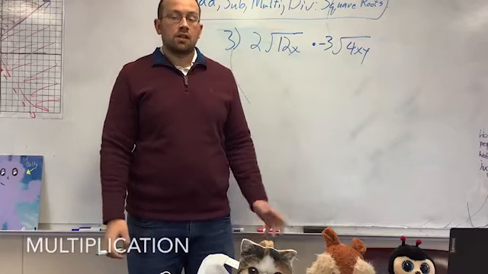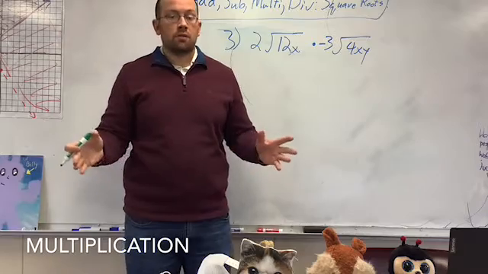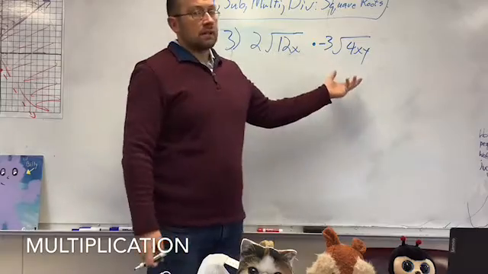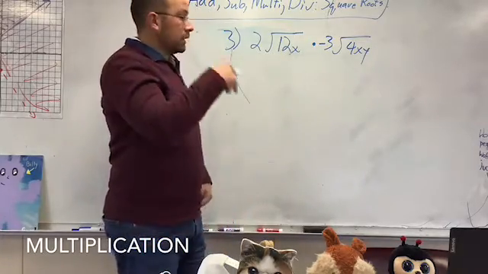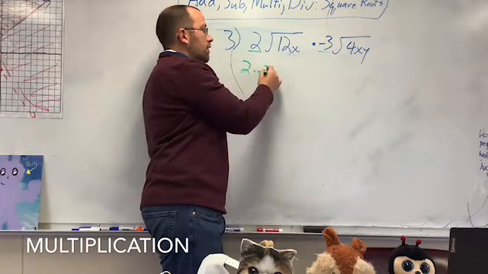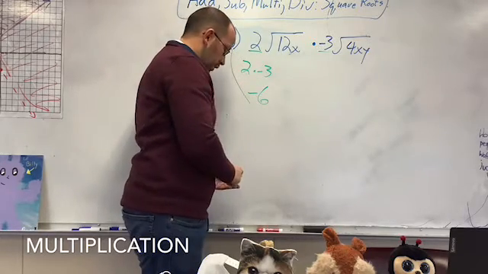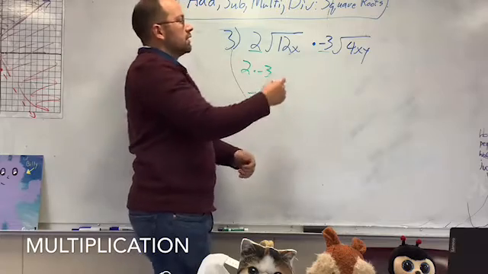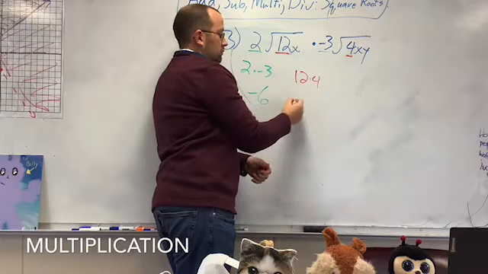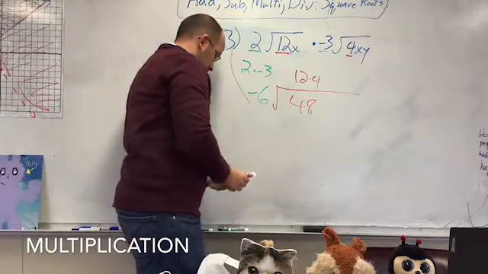Unlike addition and subtraction where you have to simplify first, with multiplication you have to combine them first. So I don't start breaking it down here. I multiply what's out front first, my coefficient type things, and I get negative 6. I just work my way across the problem. So then I see there's a 12 and a 4. That gives me 48.